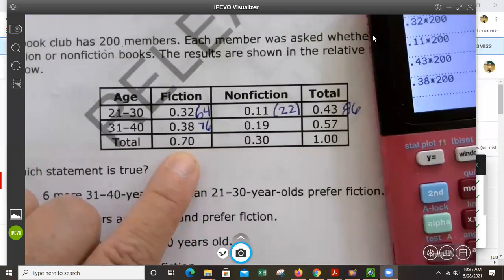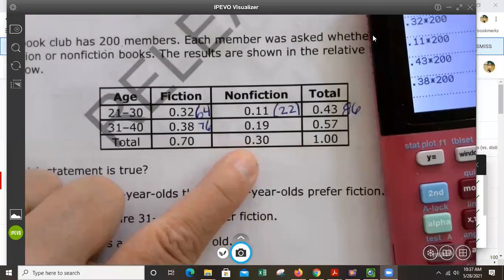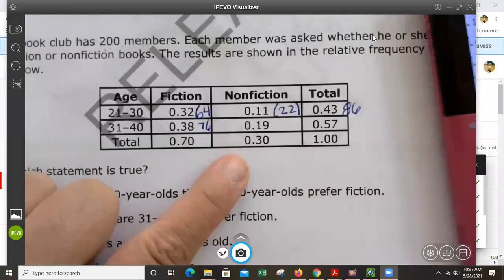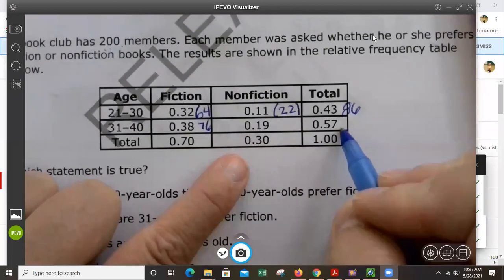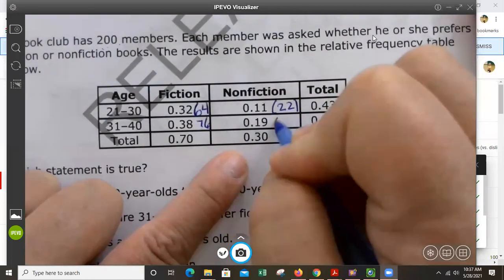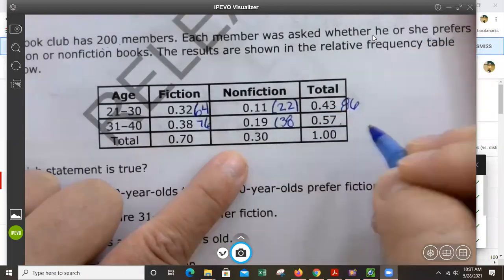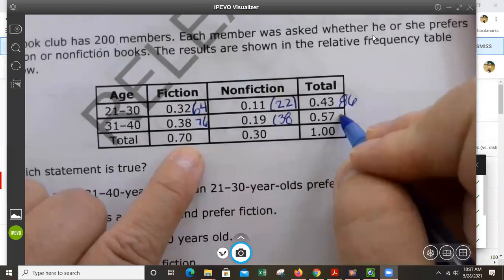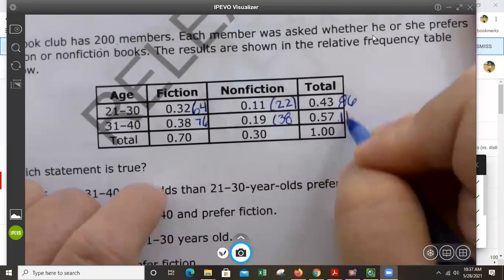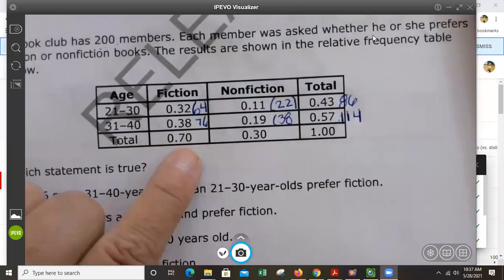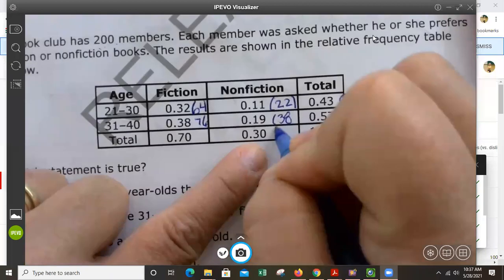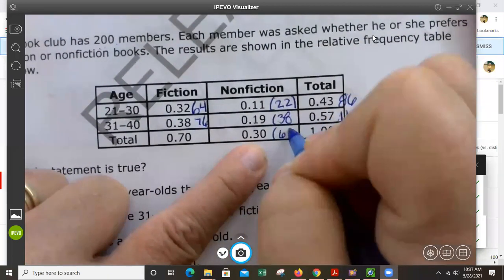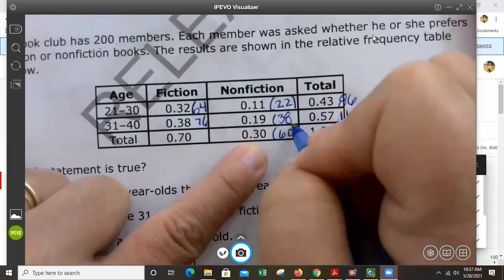Kevin, 0.70 times 200. Lillian, 0.30 times 200. Georgiana, which one was yours? Was yours 0.57? No, mine was the 0.19. It's 38. Serenity, what was 0.57? 114. Lillian, 0.7. Did you do 0.30? What'd you get there? 60. Yeah, 60. All right.